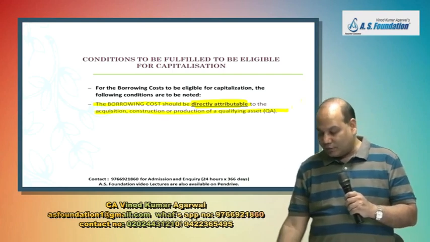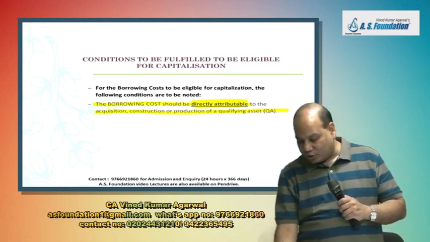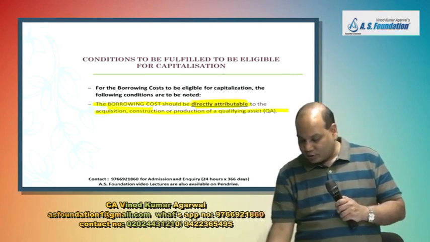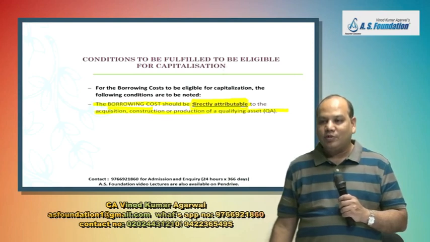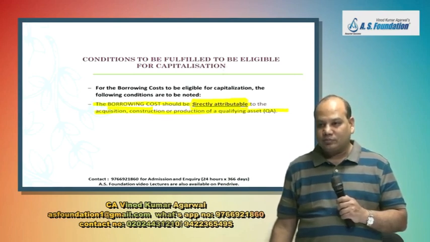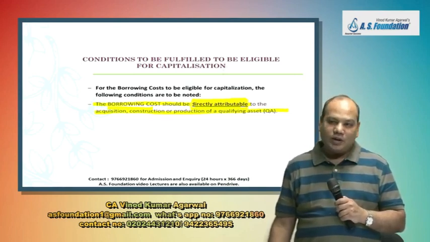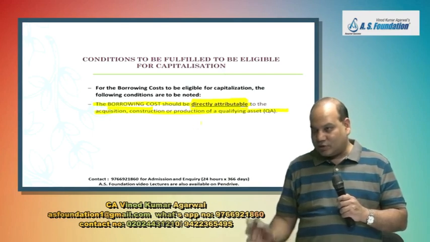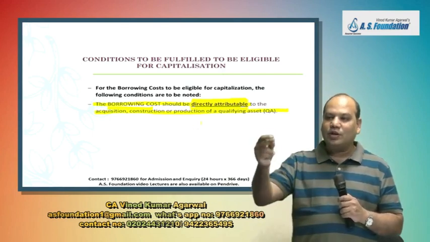But then there are a lot of terms they have used here. Borrowing cost, which we have seen. Directly attributable. What do you mean by directly attributable? Funds are taken for that purpose. Is it necessary to prove that this loan is taken for this asset?